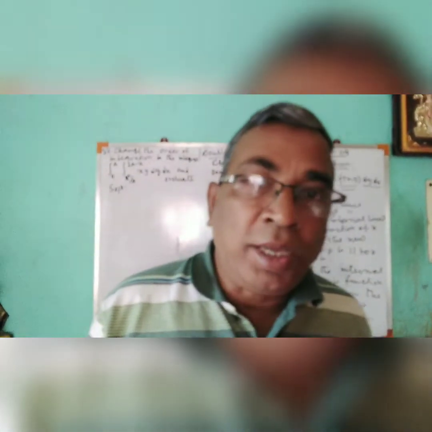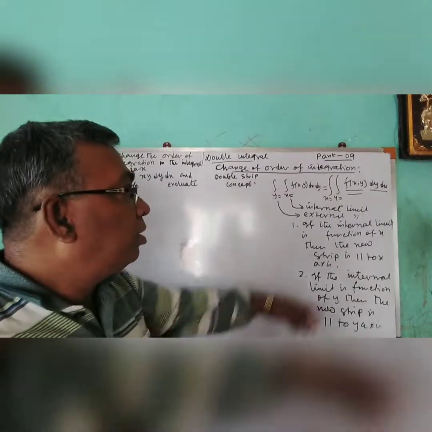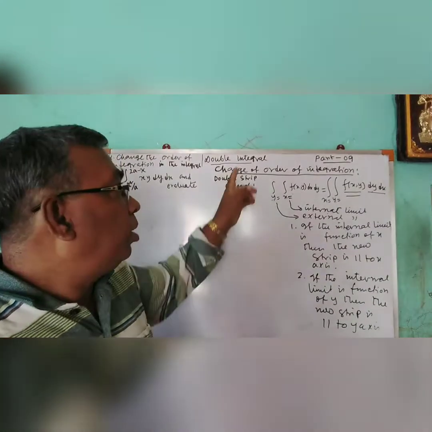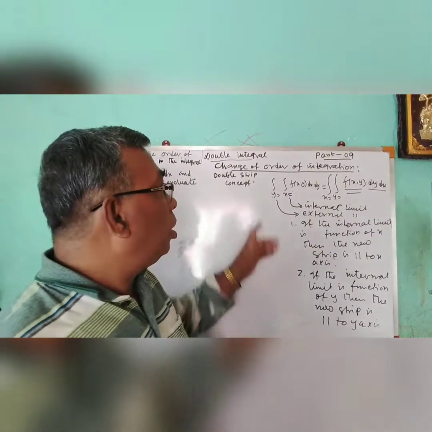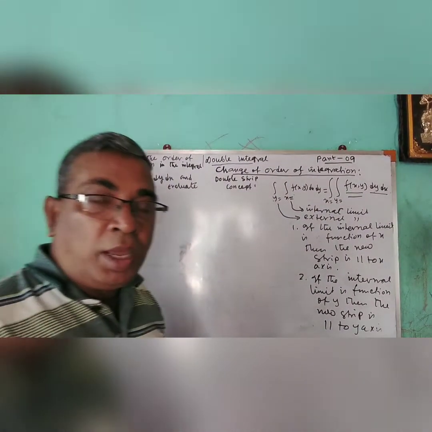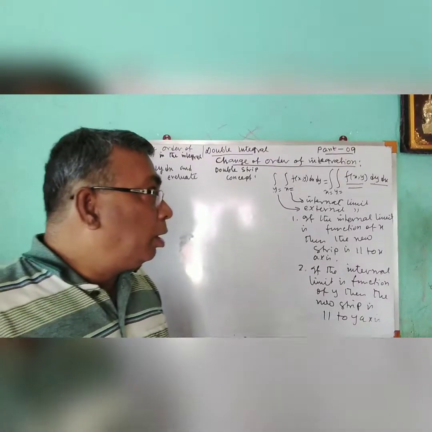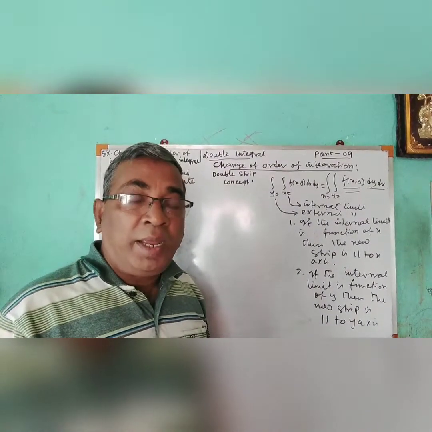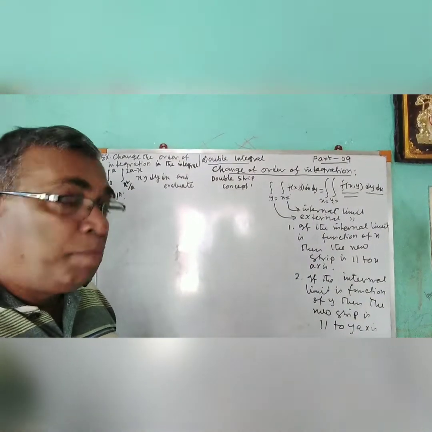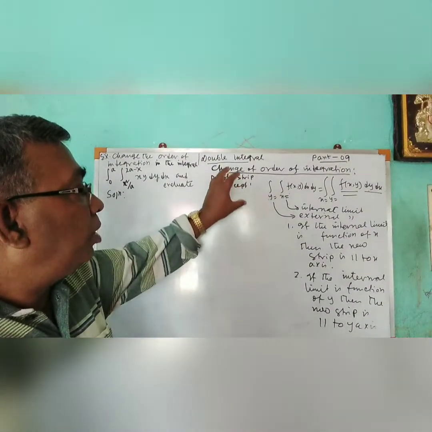This is another lecture on change of order of integration. This is the ninth lecture, from lecture 6 to 9, in the double integration chapter. These are about change of order of integration. In this lecture, the learner will be able to understand the double strip concept. Lectures 6, 7, 8 we had done in the single strip concept.